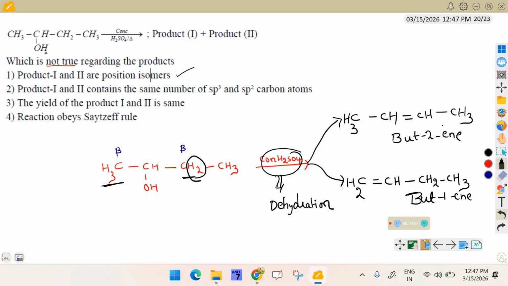Correct. The question asks which is not true. It is true that product 1 and 2 contain sp2 and sp3 carbon atoms. Okay. The yield of product 1 and 2 are the same. No, not true. The third option is not true. Why? According to Saytzeff's rule, but-2-ene is the major product, but but-1-ene is the minor product. So yield percentages must be different.